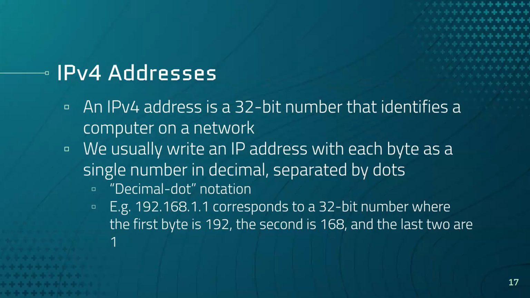So an IPv4 address is a 32-bit number that identifies a specific computer on a network. We usually write an IP address with each byte as a single number in decimal separated by dots, and this is called decimal dot notation. So, for example, 192.168.1.1 corresponds to a 32-bit number where the first byte is 192, the second byte is 168, and the last two are both 1. Does that make sense? Any questions?